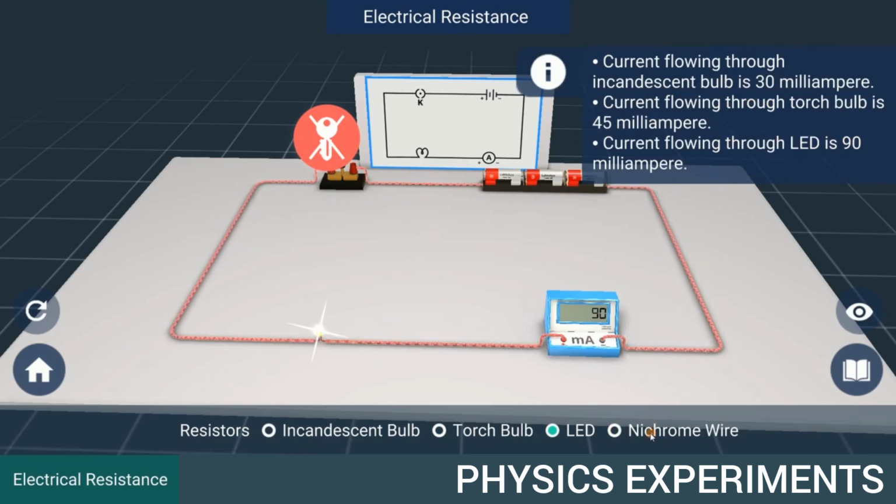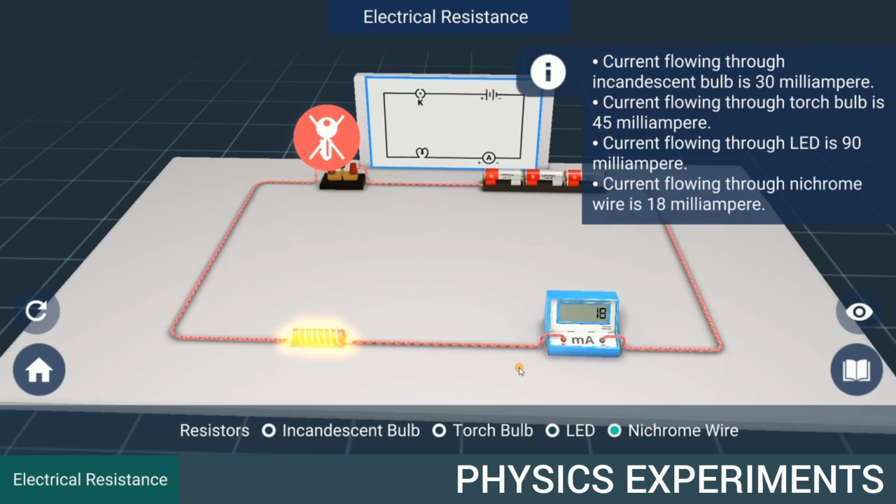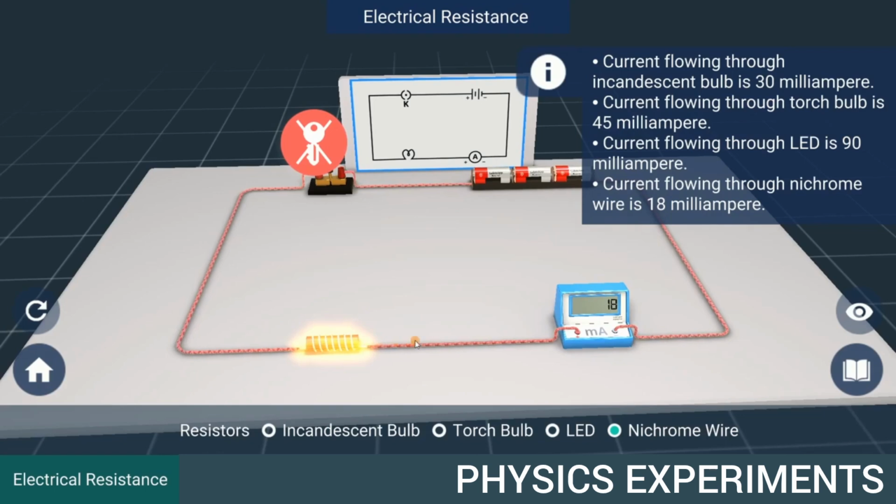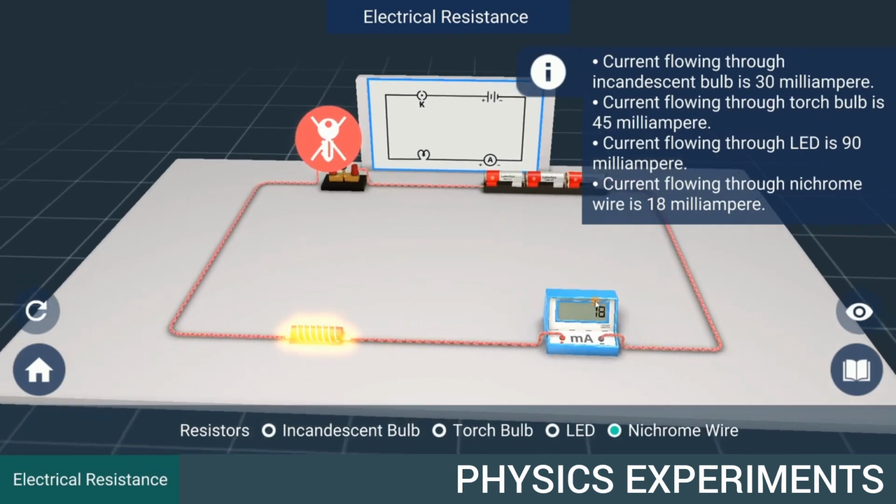Add a nichrome wire coil in the circuit in place of LED and observe. We can see that 18 milliampere of current is flowing in the circuit. The current flowing is less, which means that the coil has more resistance than the rest of the bulbs.